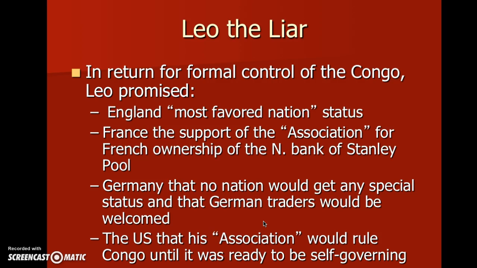He's a liar. A couple of things that he does. He makes these diplomatic promises. England will be given the most favorable nation status. France, they'll be given the support of the association that he started, and the National Bank of Stanley Pool will work for them. Germany was told that no nation would get any special status, and German traders would be welcomed, and the U.S. was told that his association, in quotes, would rule Congo until it was ready to be self-governing. So the U.S. was interested in the humanitarian, or so they said, concern there.